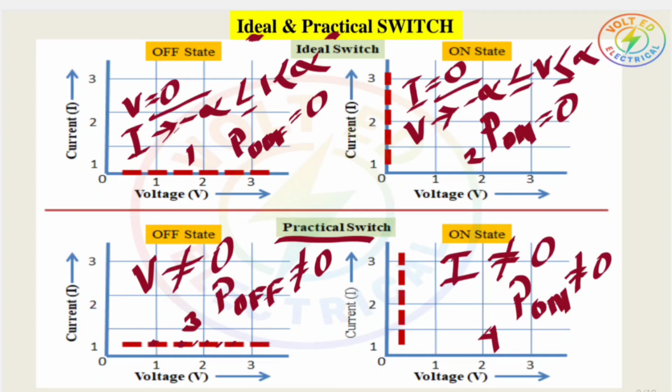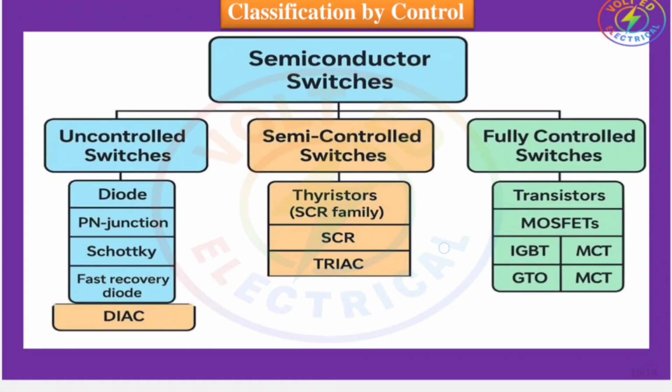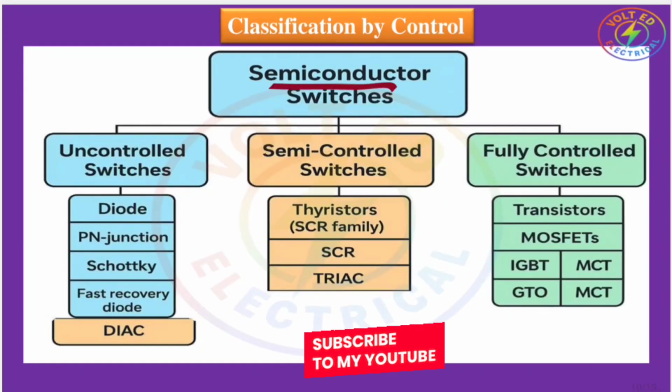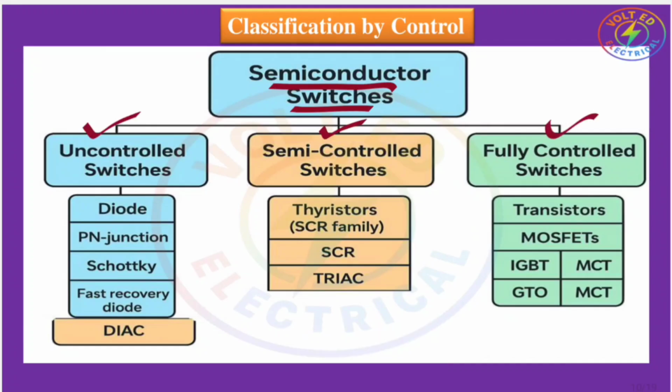In a practical switch, by applying an appropriate control signal, we can turn the switch on and off. Now we'll see the classification by control. If we classify these switches based on their control, semiconductor switches are classified into three categories: uncontrolled, semi-controlled and fully controlled. Examples of uncontrolled switches are the diode, PN junction diode, Schottky diode and fast recovery diode. Semi-controlled switches are SCR and TRIAC, and fully controlled are transistor, MOSFET, MCT, IGBT, GTO.